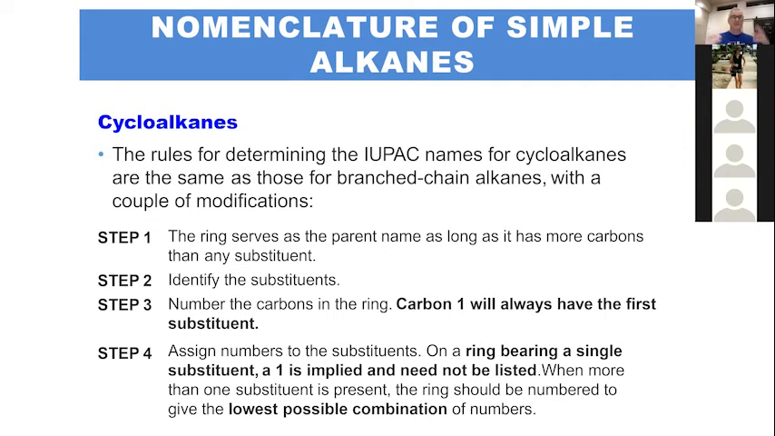Now, naming cycloalkanes. When we have a structure like this, the ring serves as the parent name, as long as it has more carbons than anything bound to it. So how many carbons are in this particular ring?